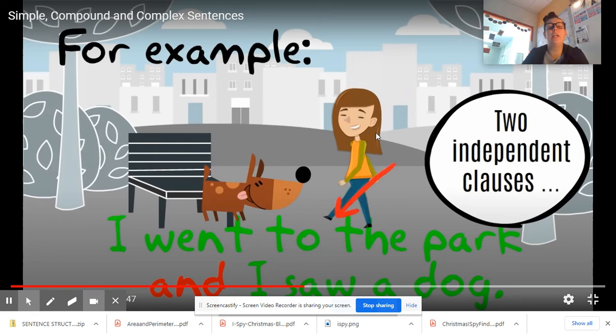Okay, so their example here, I went to the park and I saw a dog. If I take out the word and I make these two complete sentences by putting a period at the end of park, I would have, I went to the park. I saw a dog. That's two complete sentences. So when I put them together with the word and, that becomes a compound sentence, okay?